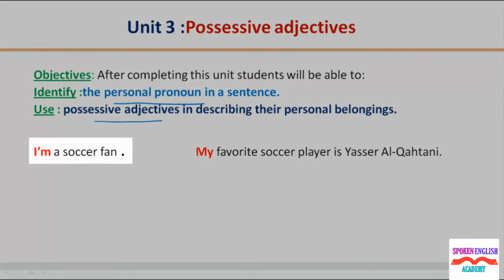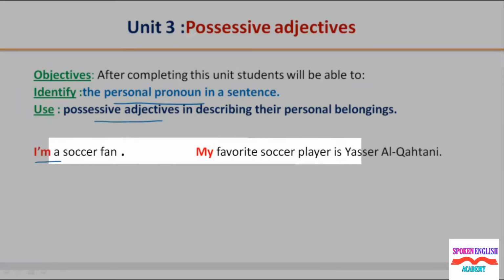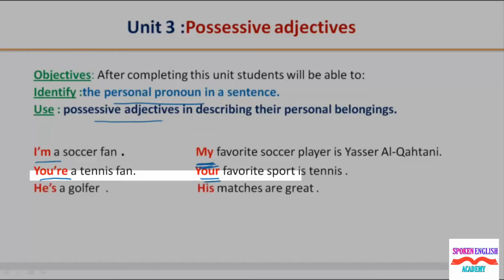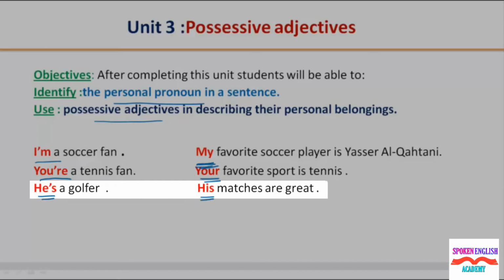Now let us look at the first example. I am a soccer fan. My favorite soccer player is Yasir Al-Qahtani. So this is the possessive adjective my. Let us look at more examples. You are a tennis fan. Your favorite sport is tennis. He is a golfer. His matches are great.